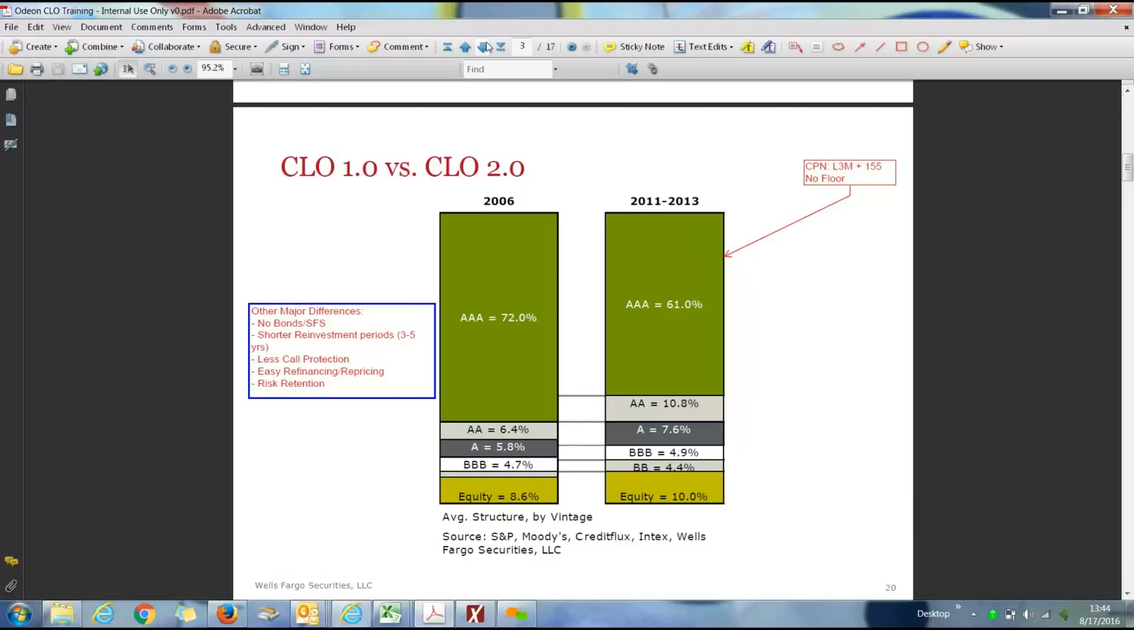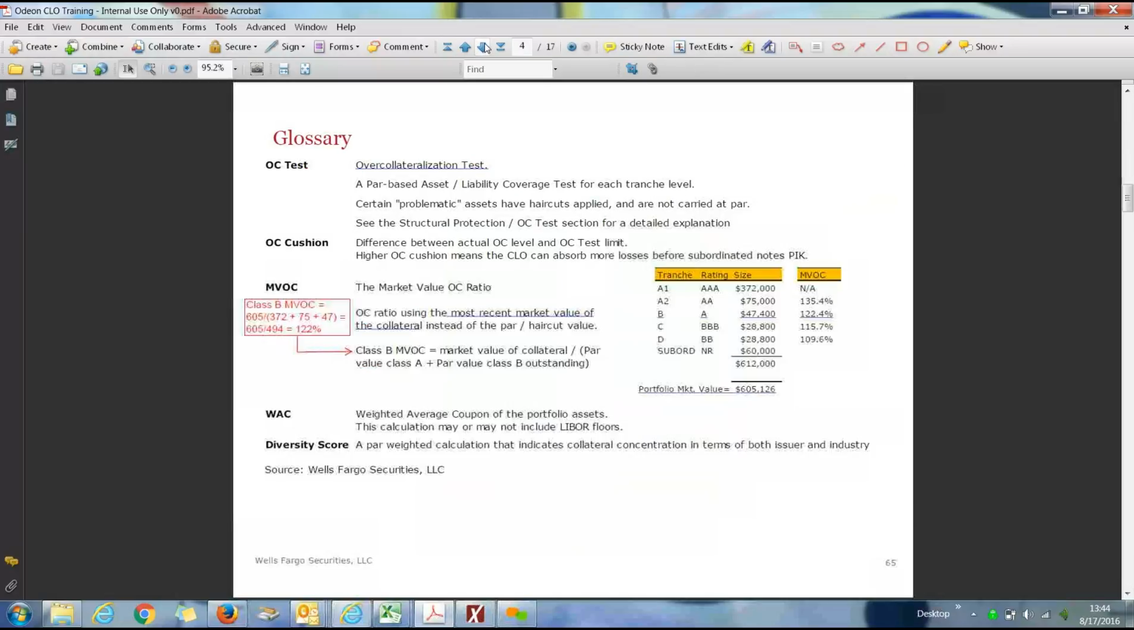Let me see if I can use the page down here, and it'll work. Yeah, it does. All right, so there's some terms I went through last time, and I just want to go quickly through these this time. So there's the over-collateralization test, and we didn't talk too much about that last time because we were all focused on this MVOC thing. But basically, these deals have tests that determine which way cash is going to flow, like whether the next tranche below them is going to get paid.